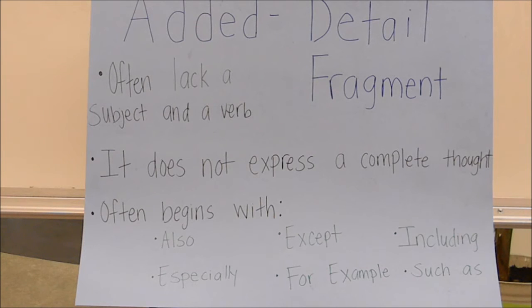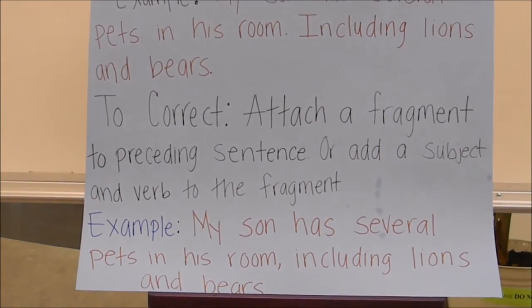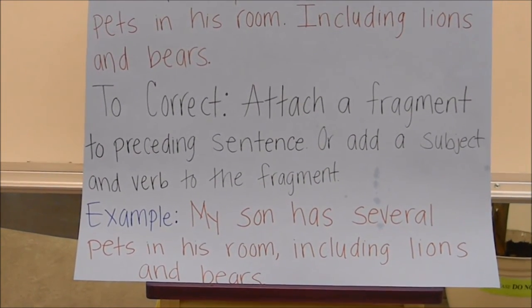Added detail fragments. An added detail fragment often lacks a subject and a verb. It does not express a complete thought. It often begins with also, especially, except, for example, including, such as. Example: my son has several pets in his room. Including lions and bears. To correct, attach the fragment to the preceding sentence, or add a subject and verb to the fragment. Example: my son has several pets in his room, comma, including lions and bears.